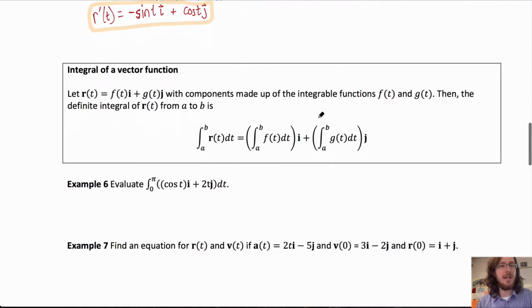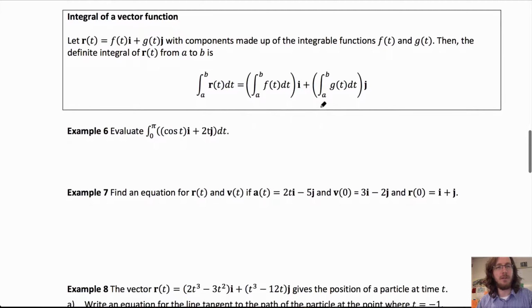Okay, likewise, for the integral of a vector function, same deal. If we want to find the integral over some interval from a to b, then we're going to do it to each component individually, f of t and g of t.